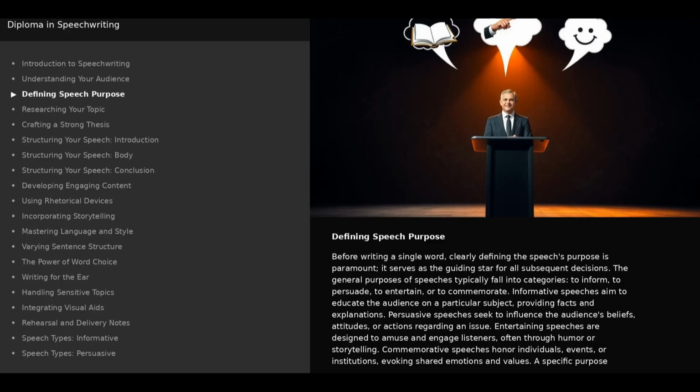Persuasive speeches seek to influence the audience's beliefs, attitudes, or actions regarding an issue. Entertaining speeches are designed to amuse and engage listeners, often through humor or storytelling. Commemorative speeches honor individuals, events, or institutions, evoking shared emotions and values. A specific purpose statement, a single declarative sentence, articulates precisely what the speaker wants the audience to know, believe, or do after listening to the speech. This clarity ensures focus and coherence throughout the speechwriting process.